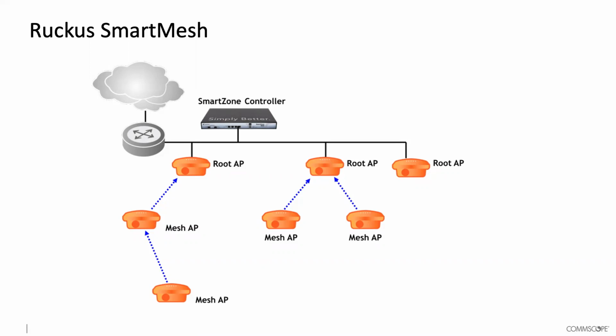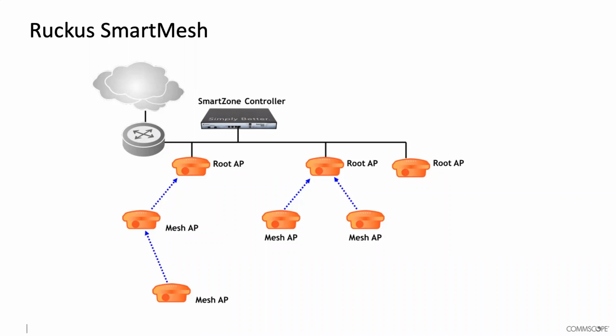A root AP just means that AP has a cabled connection. In our Ruckus Smart Mesh, we have the ability to make an intelligent decision on whether to use an Ethernet connection or the mesh connection. And you can configure that in such a way that if you would like to, you can hard code that and lock the AP to a particular role, or you can leave it set to automatic.